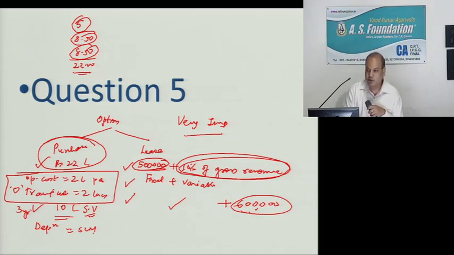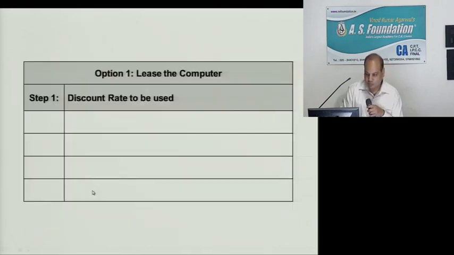Very simple question for 8 marks. But if you have 8 marks, it means you have about 15 minutes to solve. 5 minutes have gone in reading the problem. First, option 1, write: lease the computer. Option 1, acquire the computer on lease.